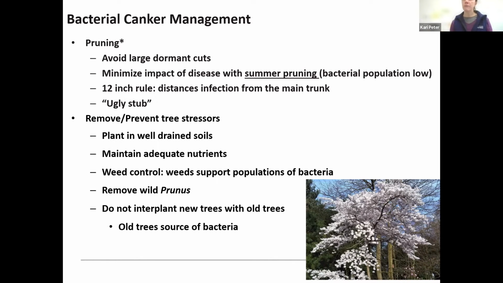And then when you do see bacterial canker, use that ugly stub method, much like you do with fire blight. In this case, you want to make sure you leave a sizable stub. And the other thing is just basic horticultural health: removing and preventing plant stressors, well-drained soils, adequate nutrients, weed control, removing wild prunus, because that can be a reservoir source.